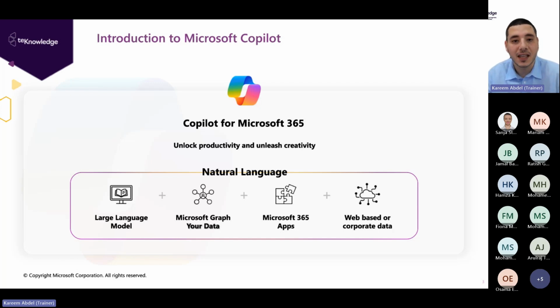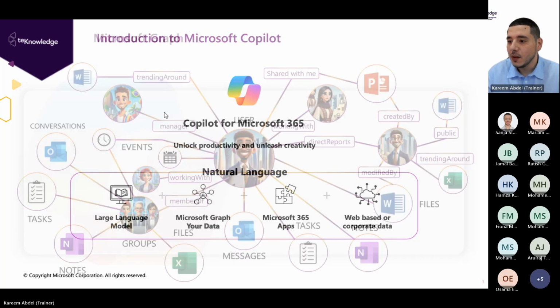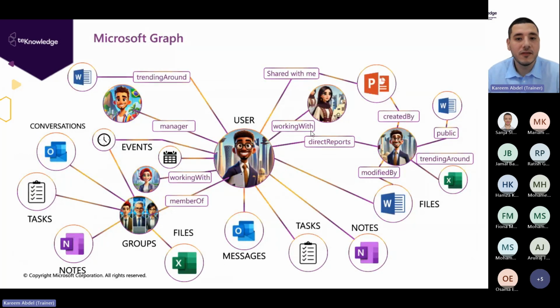So all of these things I can just ask Copilot to do for me, and Copilot will have the capability and visibility to go into Microsoft Graph and draw insights from all of these different relationships. So over here, we've got a visual representation of Microsoft Graph, and you can see that we've got a vast web of different relationships.